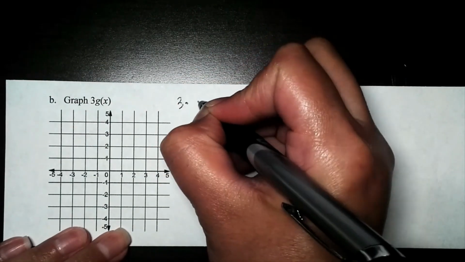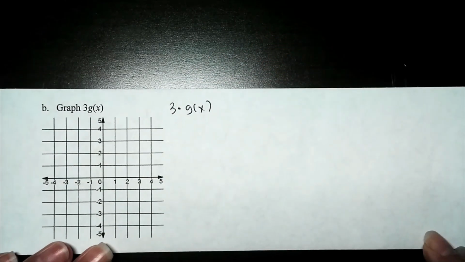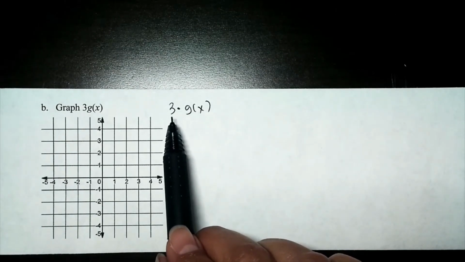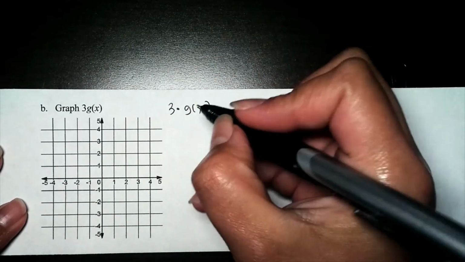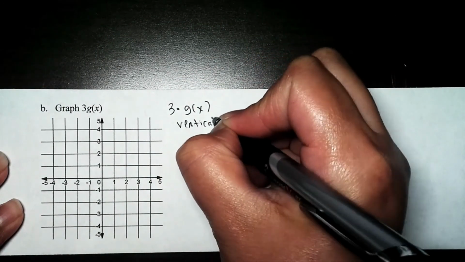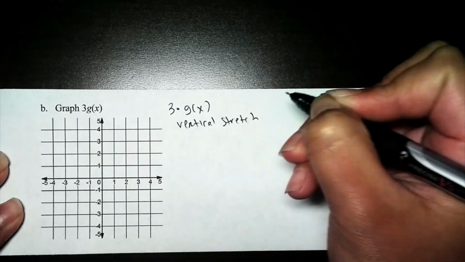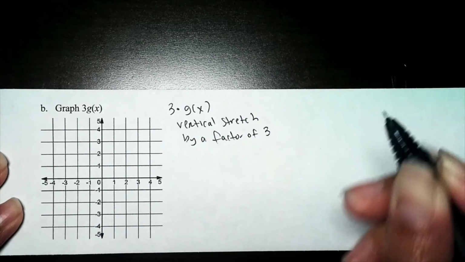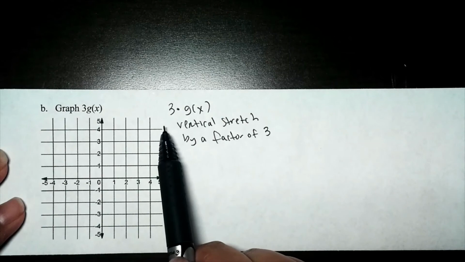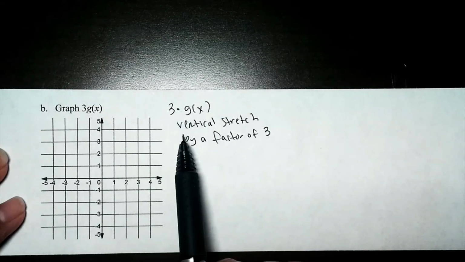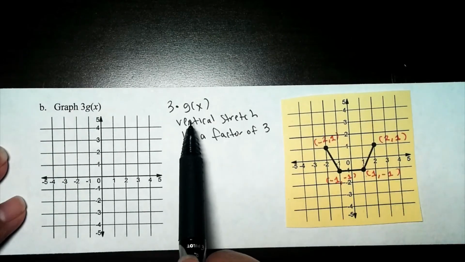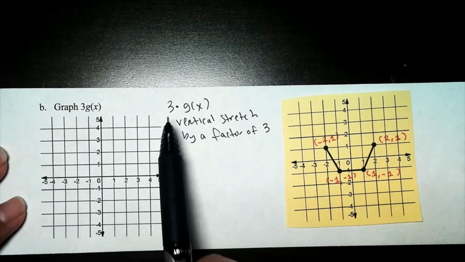Okay, we have 2 more to wrap up this video. Problem B, we are asked to graph 3 times g of x. So let me go ahead and write the times symbol. It's easier for me to highlight what's going on. In this case, we're multiplying the function value by 3, and because 3 is bigger than 1, we're going to have a vertical stretch by a factor of 3. So let me write that down. Vertical stretch by a factor of 3. Remember, if c is bigger than 1, then we're stretching. If c is under 1, then we're shrinking.